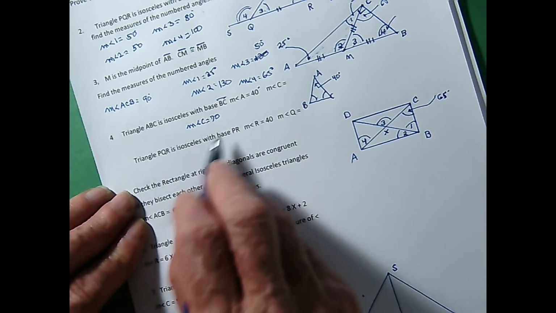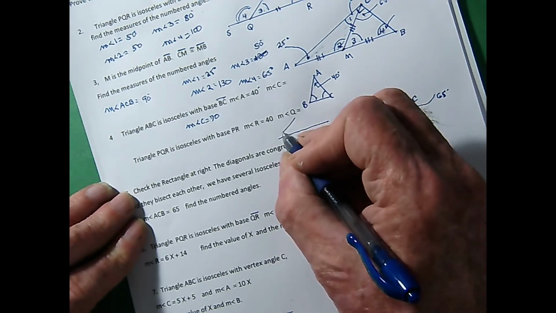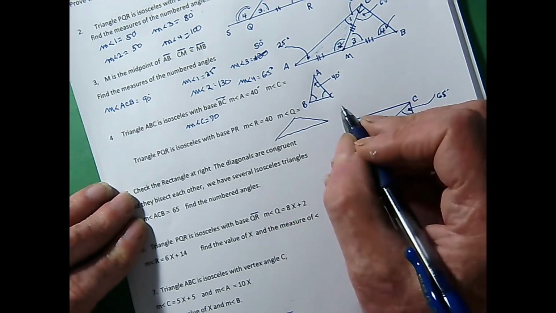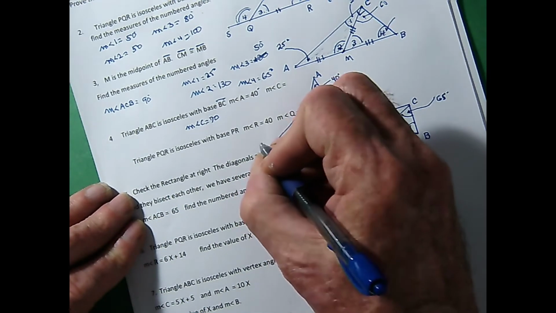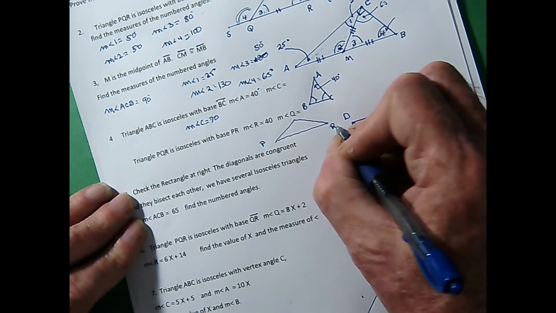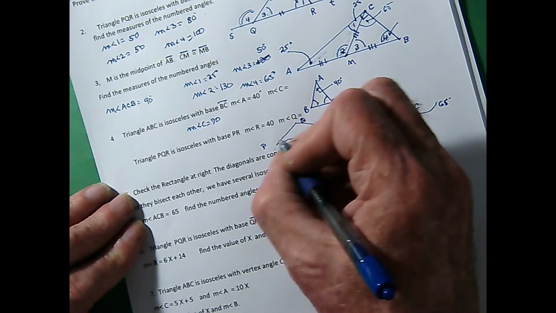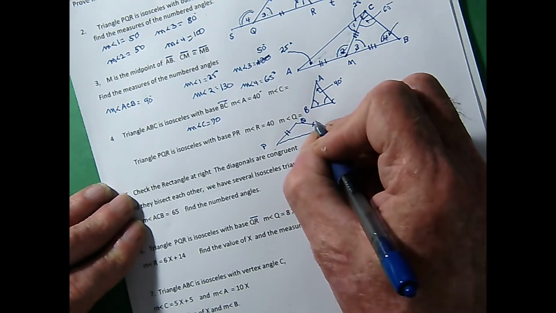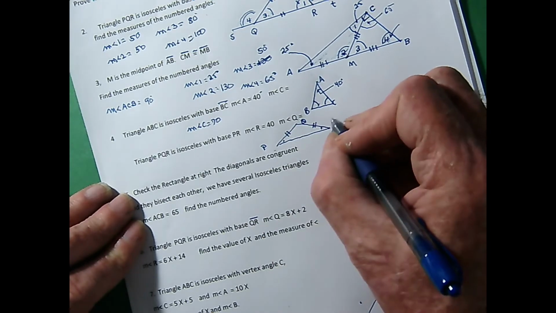Another one, kind of like the other one, but a little bit different. Let me sketch it like this. Triangle PQR is isosceles with base PR. Let that be my base, and angle Q is my vertex angle. And if it is base PR, let me mark these to be the congruent legs, and these are my congruent base angles. Angle R is 40? Okay.